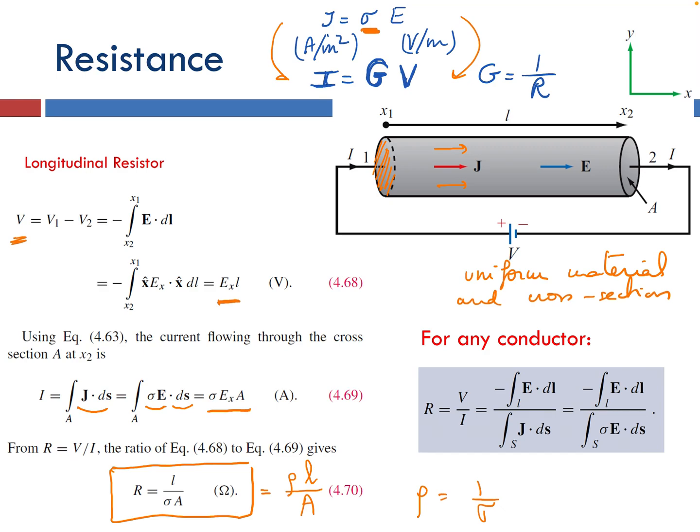So for any conductor, resistance is defined as this overall macroscopic quantity of the voltage drop through the total current through, and we can find it by taking the linear integral of the electric field to get the voltage, and the surface integral of the current density to get the current.